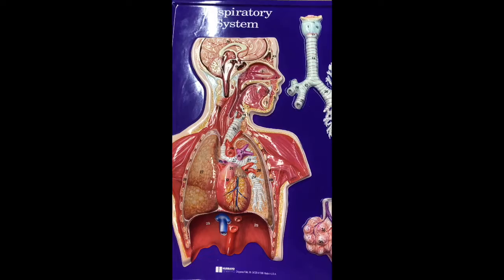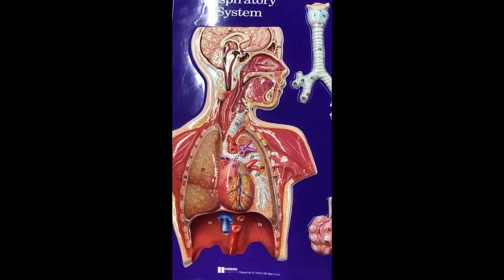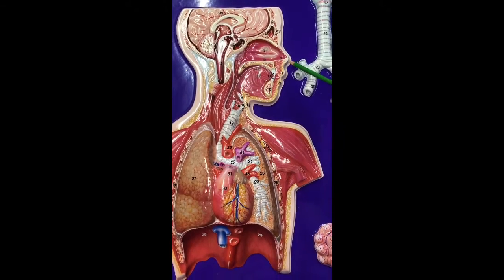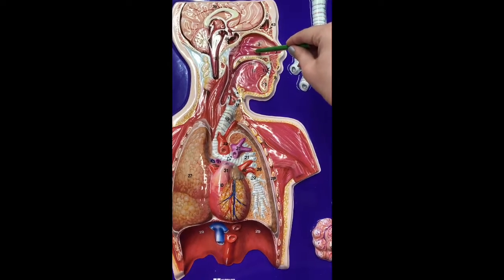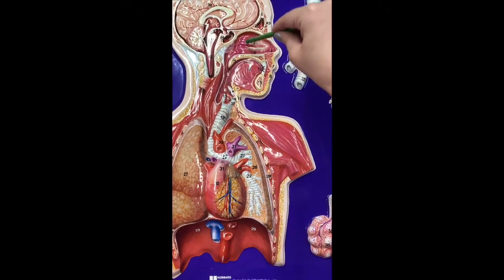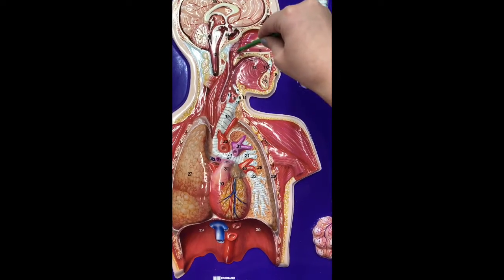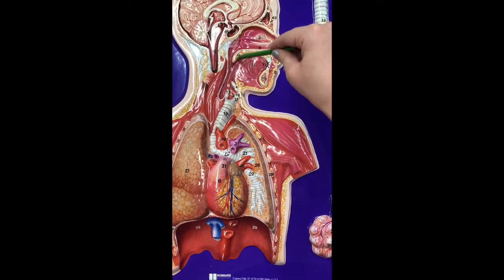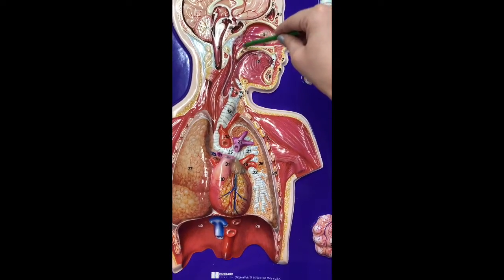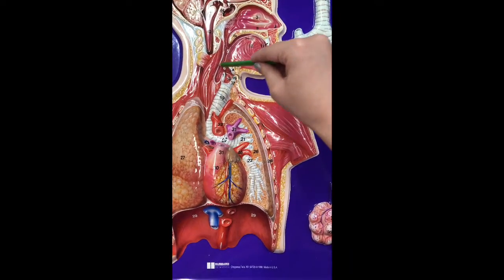So everything we've covered so far can be seen on this purple respiratory model. So we're going to start with our upper respiratory tract. We have our external nares and nasal vestibules. We have our nasal cavity. We have our superior, middle, and inferior concha, our superior, middle, and inferior meatus. We have our internal nares. We have our auditory tube, the hard palate, the soft palate, the nasopharynx, the oropharynx, and the laryngopharynx.